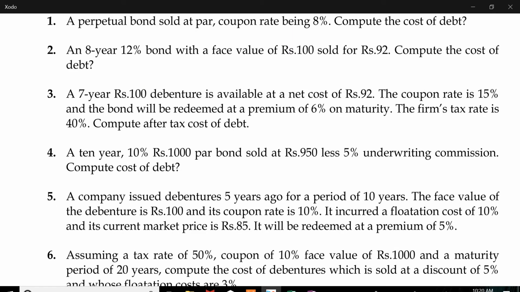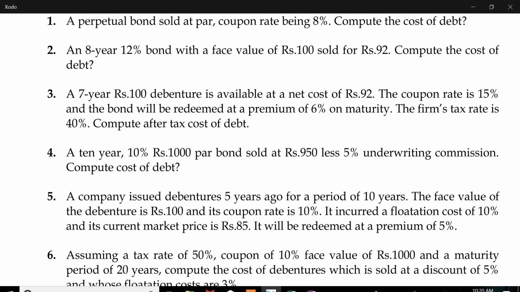A 7-year 100 debenture is available at 92, coupon rate 15%, redemption at a premium, tax rate is 40%, compute after tax cost of debt. Okay, first question, redeemable, irredeemable? Redeemable. Let's write the formula.